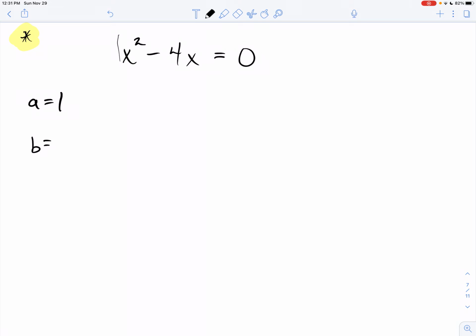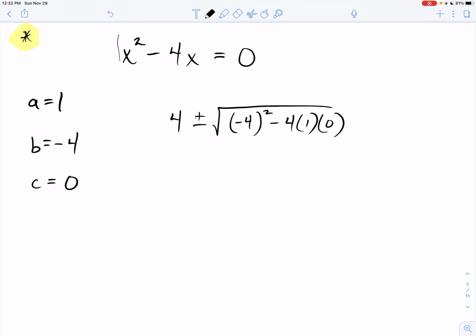It's got a B value of negative 4. I don't see a C, so I put a 0 there. I could use quadratic formula, negative B, so that's double negative, plus or minus square root of B squared minus 4 times A times C. But see, that part's all going to drop out because that guy's a 0. You can prove it to yourself. Punch that in on the calculator just how you see it, right there.